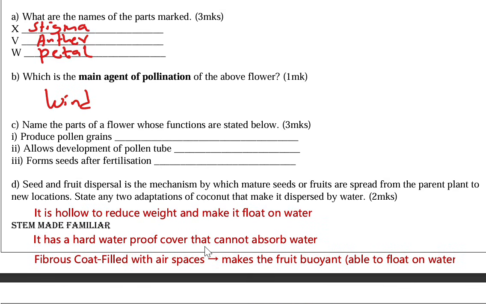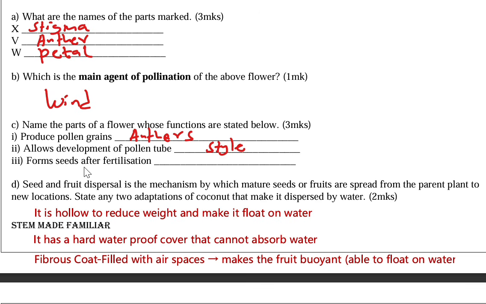Part C. Name the parts of a flower whose functions are stated below. Produces pollen grains. So you know that this one is for anthers. Anthers produce the pollen grains. The answer is anthers. What about the next one? Allows development of pollen tube. So this one is called the style. After the pollen grain has landed on the stigma, a pollen tube develops. So this one is the style.